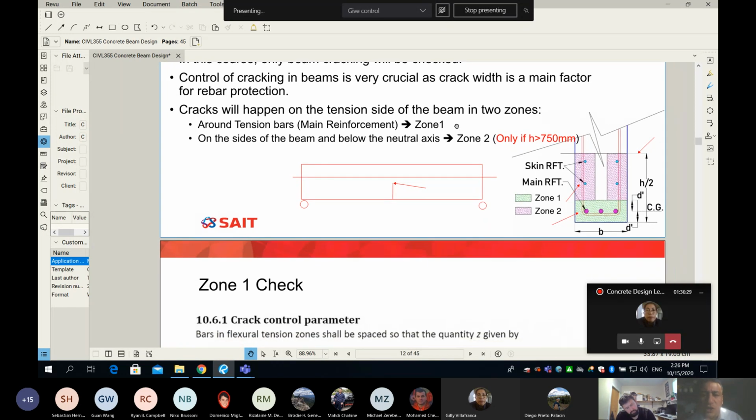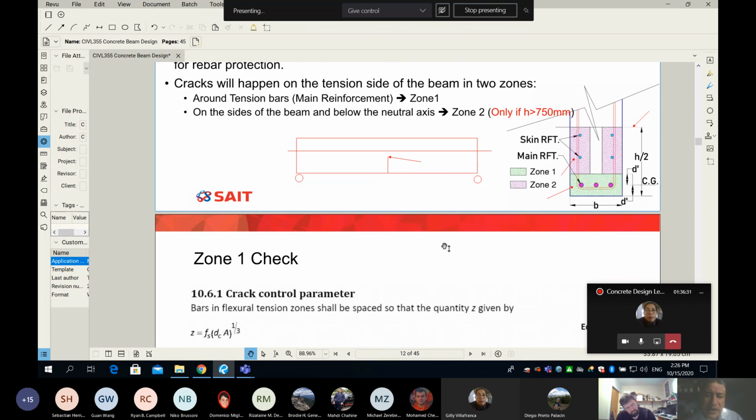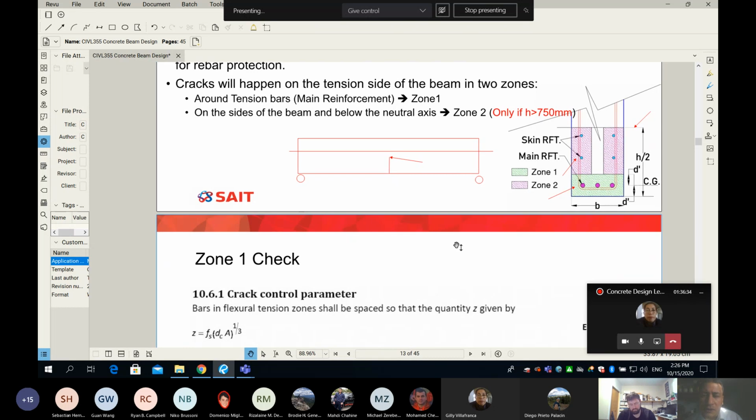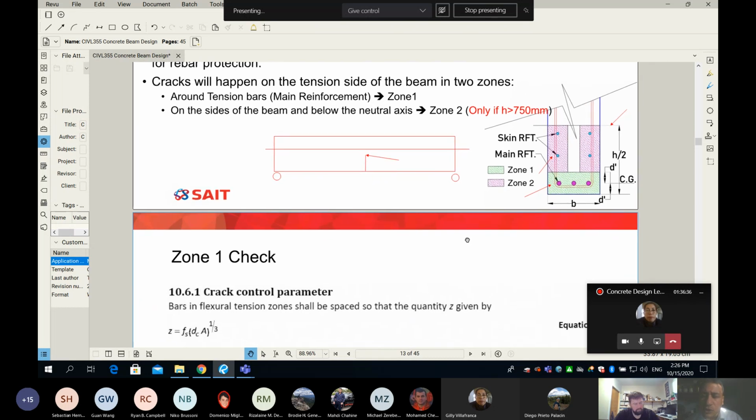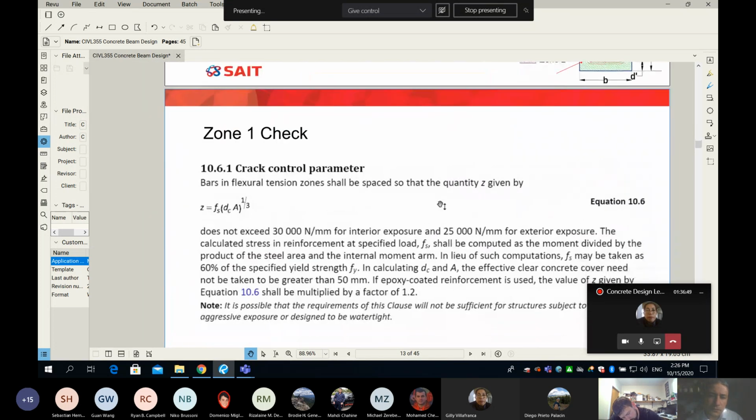So every time we'll check zone number 1. Is that clear so far? Zone number 1 all the time. Zone number 2 only if the beam depth is greater than 750. If it's less than or equal to 750, then we don't have to check the side or provide any skin reinforcement.